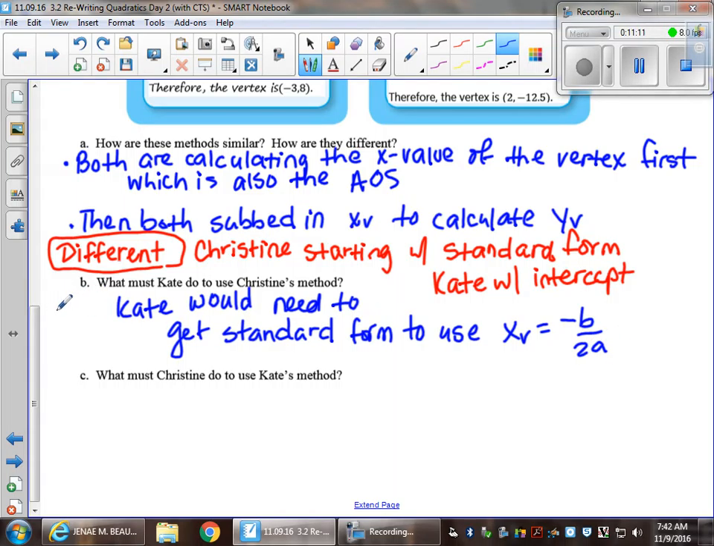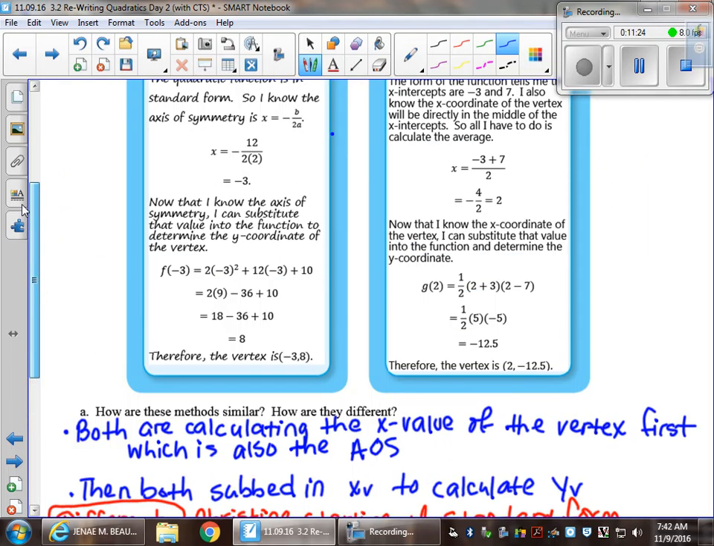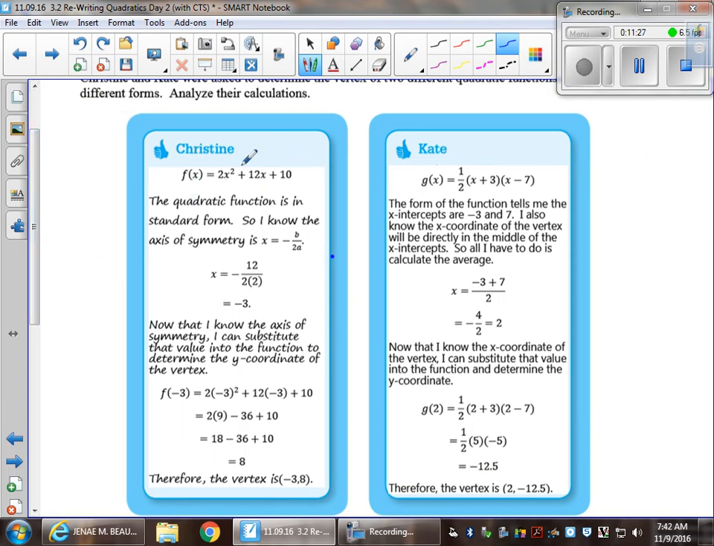How about going the other way? What if we started with Christine? How would Christine approach this if she wanted to use Kate's method? Would she need to complete the square? If I look at Christine's, did anything jump out to you as something you could do first with this? Yes, we have a GCF. What's the GCF there? 2.